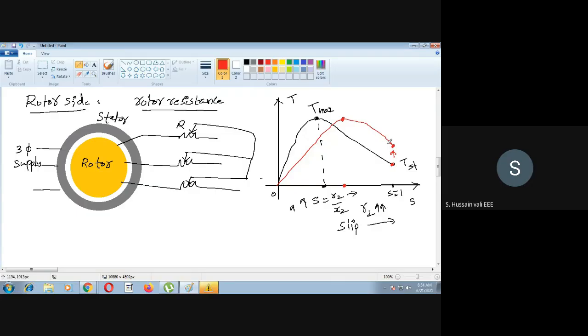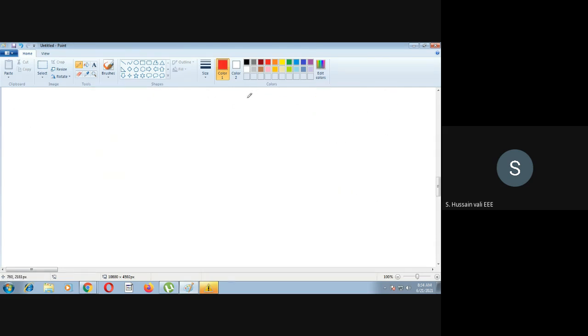Then we will do one thing. We'll solve a numerical problem now, using just this information.